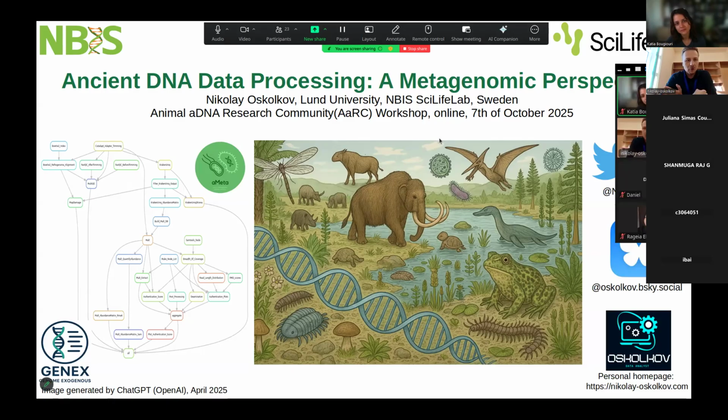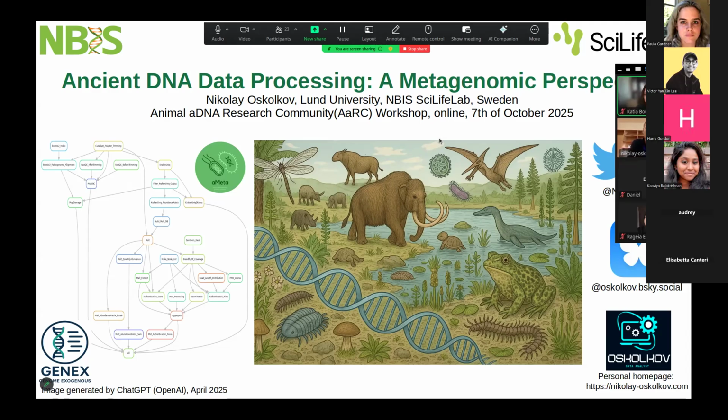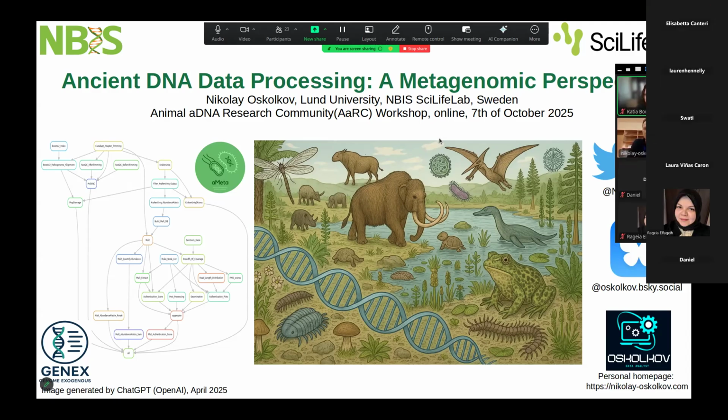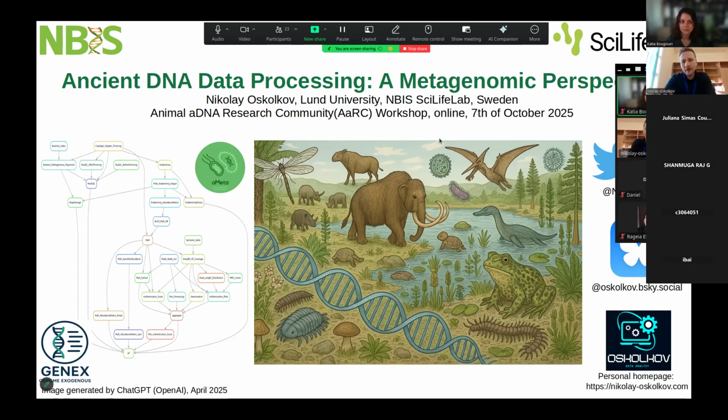Yeah, so I'm going to talk about ancient DNA data pre-processing or processing, and I slightly changed the title. I hope the organizers will excuse me. I added a metagenomic perspective because I have my background in genomics, mostly human genomics, and I was doing a lot of biomedical research, but I really like this metagenomic view of doing analysis, and I'm going to explain why it is useful and why I'm promoting this metagenomic perspective.